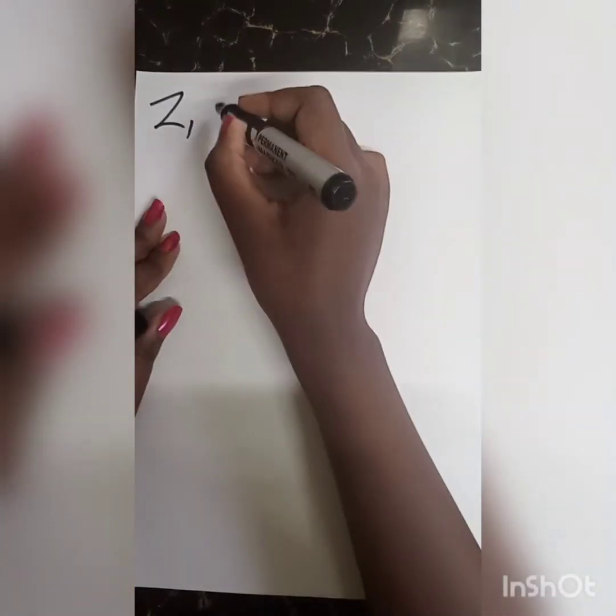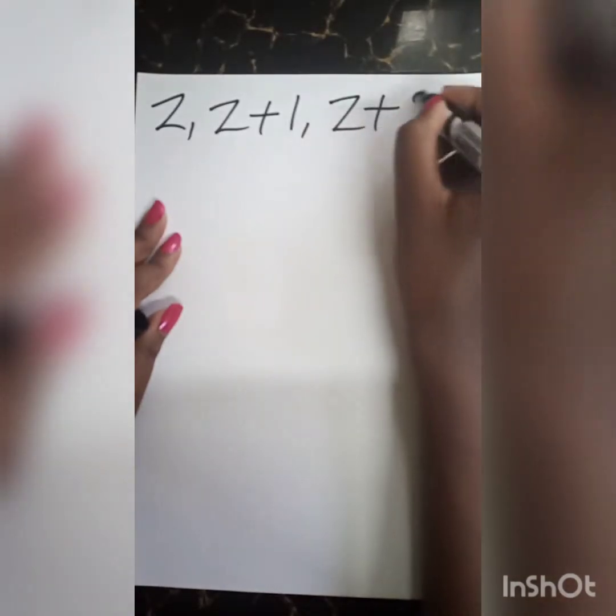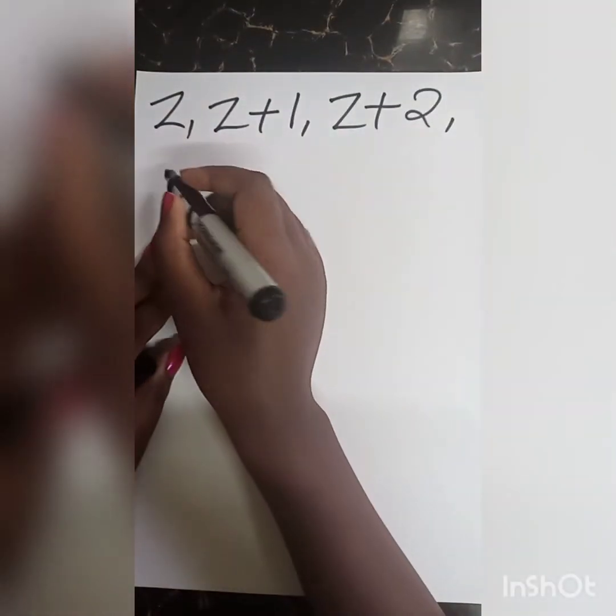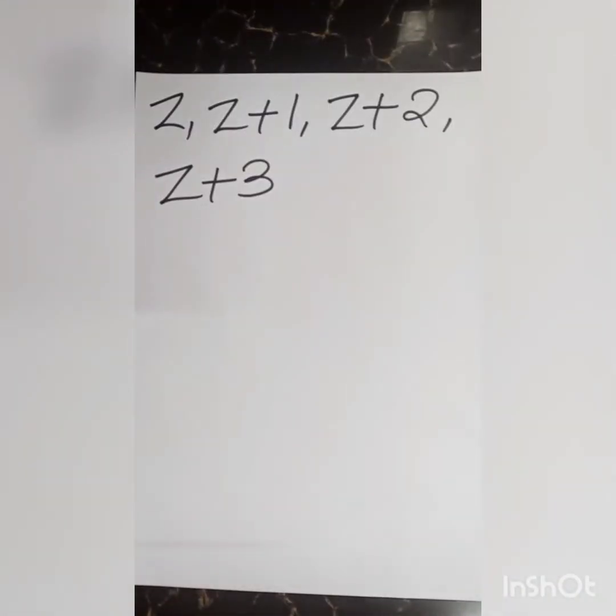So let's assume that the 4 consecutive whole numbers are Z for the first one, Z plus 1 for the second, Z plus 2 for the third, and last but not least, Z plus 3 will be the 4th number. Are we together?